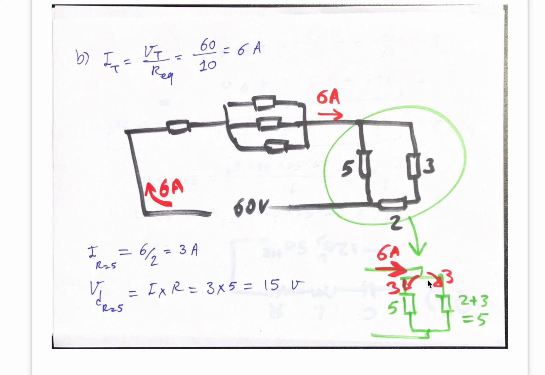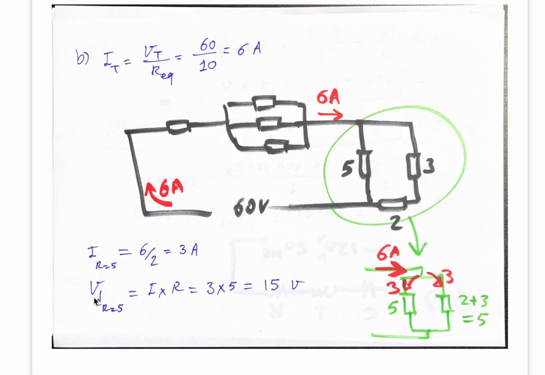If resistances are equal, that total current is divided equally. So 3 amps goes here, and 3 amps goes there. If the resistances are different, like 5, and then on this part you had, I don't know, 8, then you should use current divider rule. But here we are lucky, we don't need current divider rule.